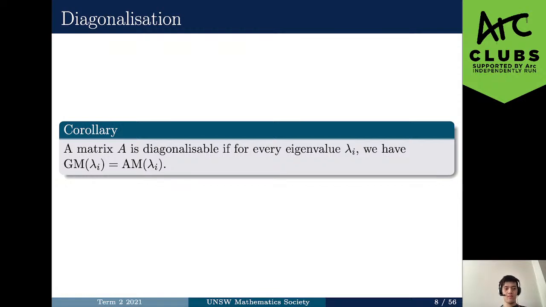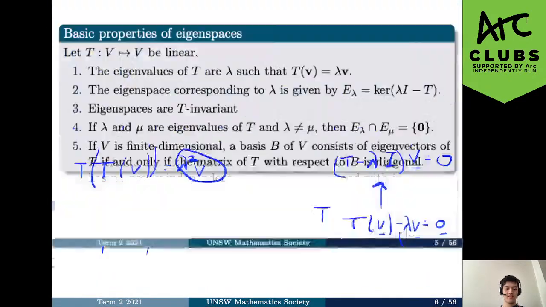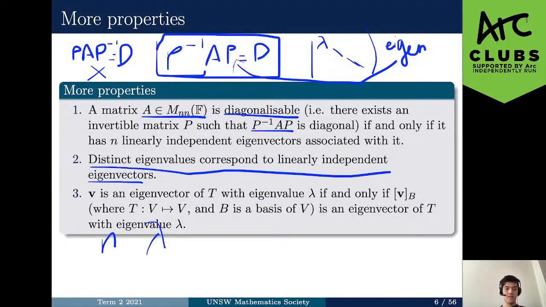So I guess this is very similar to the results that we saw earlier, right? Earlier we said that a matrix is diagonalizable if and only if it has n linearly independent eigenvectors.